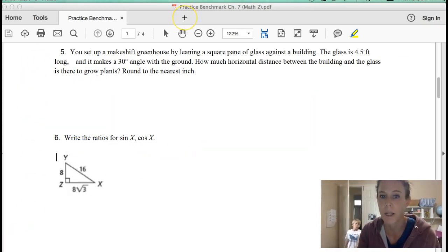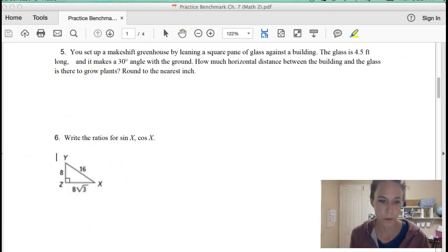All right, let's go on to the next one. What? Hey, bud. All right, for this one, you're going to write the ratios for sine x and cosine x. Let me get my pen.